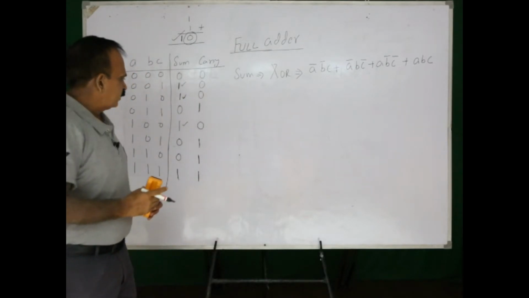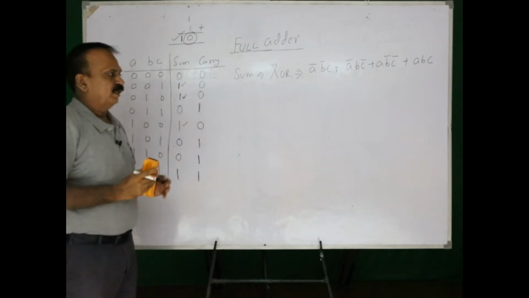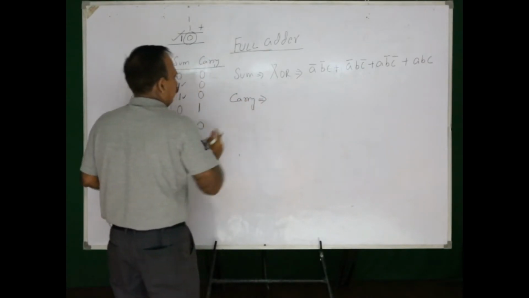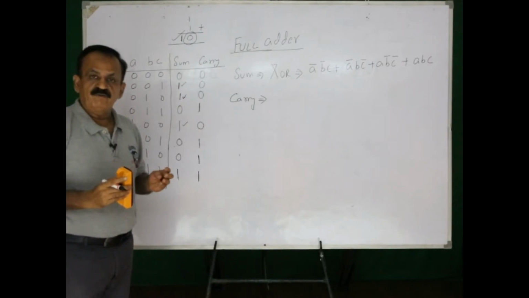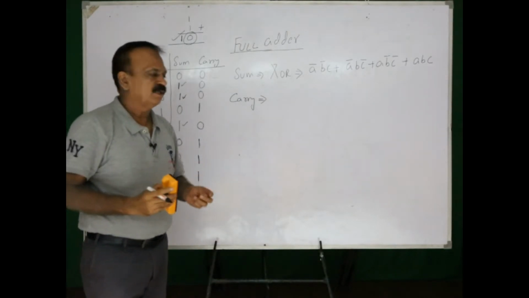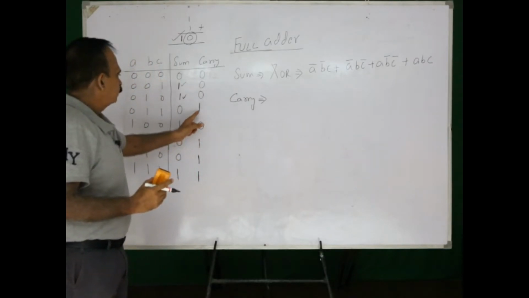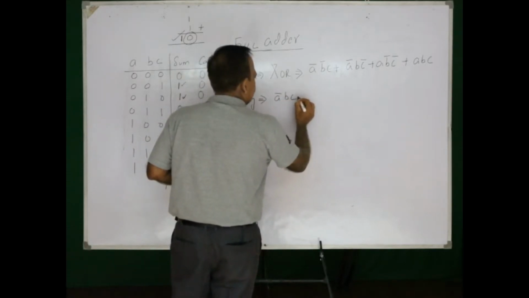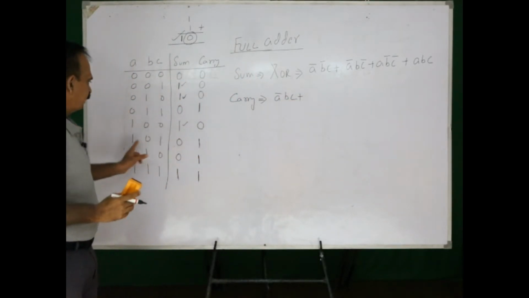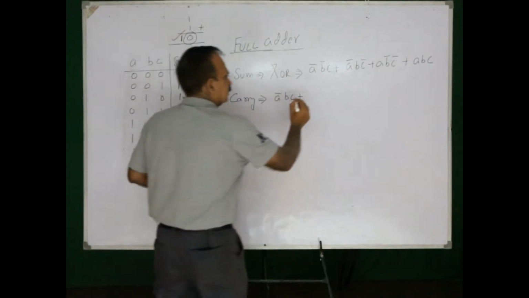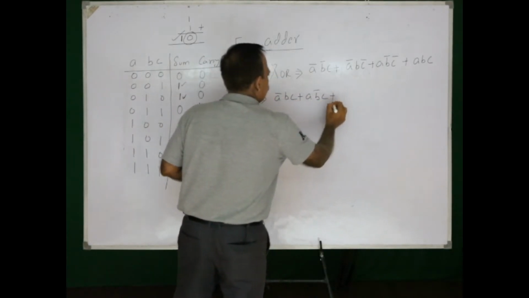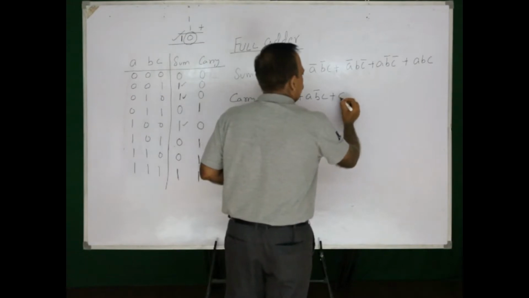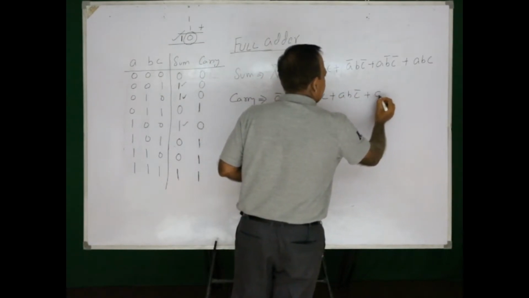The next one is this process for carry. In a similar fashion we will have a sum of products expression for carry. I will be adding the fundamental products of those values for which the carry output is 1. So for this it is A bar B C. The next one is A B bar C. The next one is A B C bar, and the last entry is A B C.